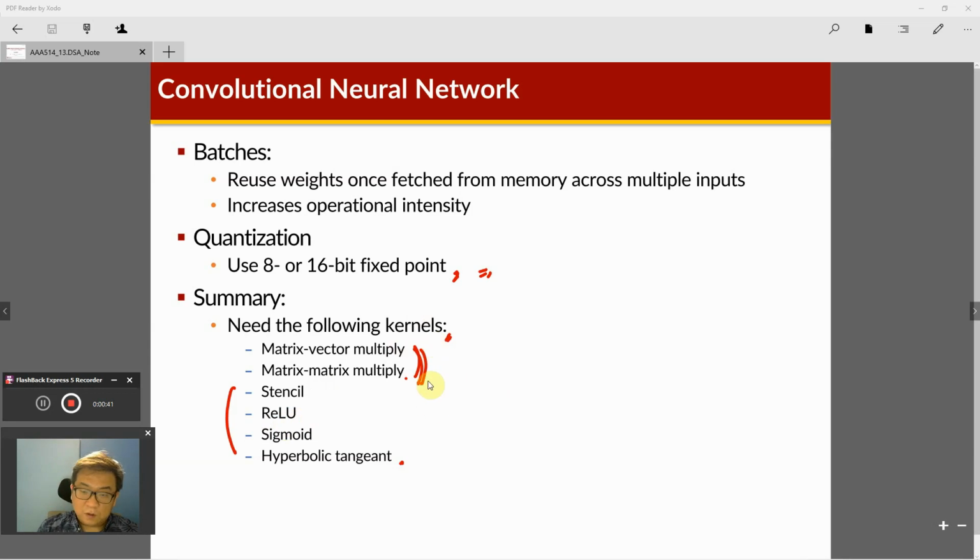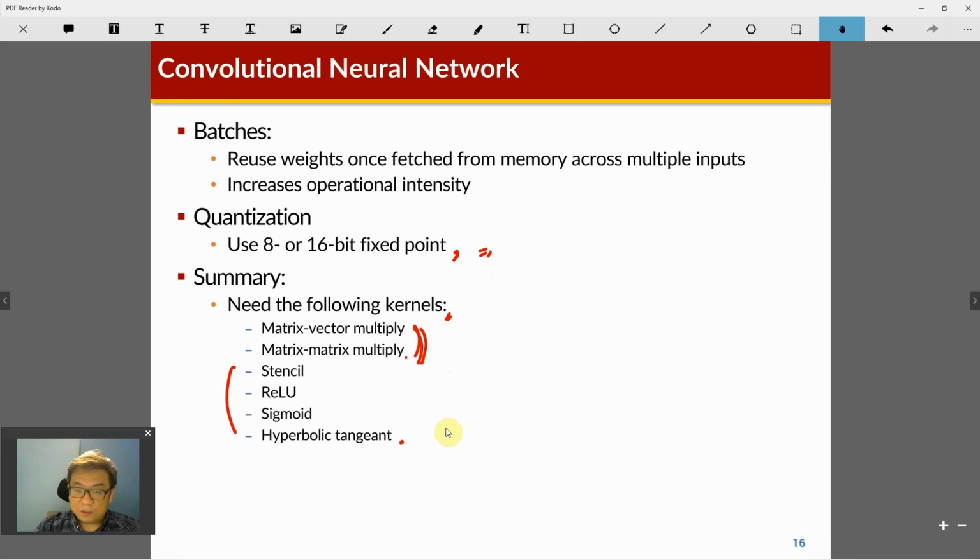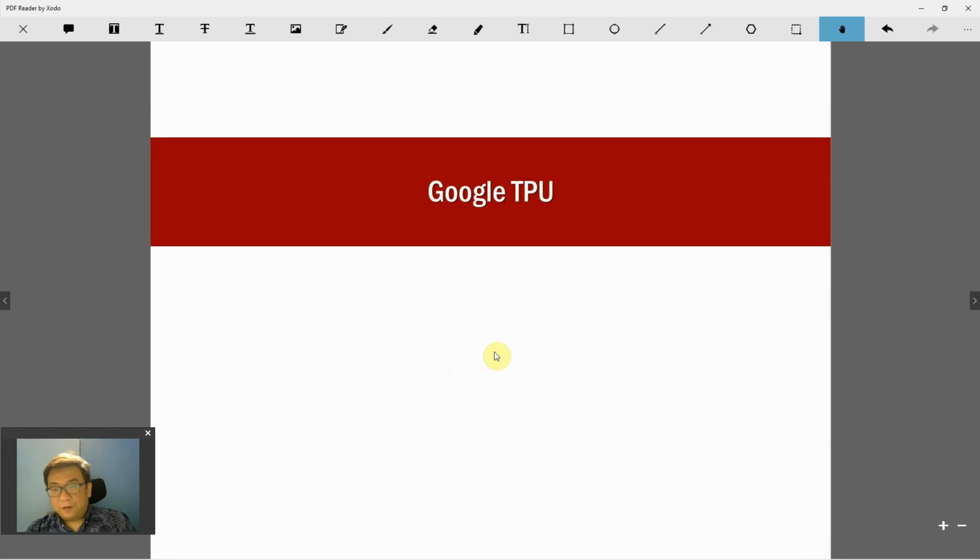representative computation kernels, and domain-specific architecture processors support these repeated functions of the neural network, like matrix multiplication. Matrix multiplication is the most important function of the neural network, so DSA processors support this matrix multiplication computation. Let's see an example of a domain-specific architecture.